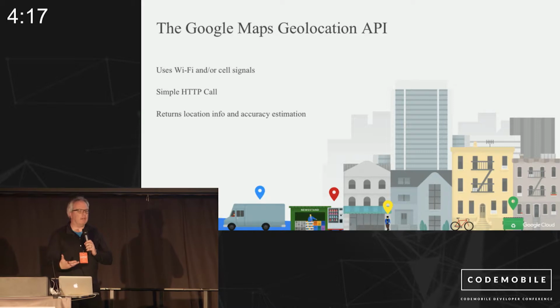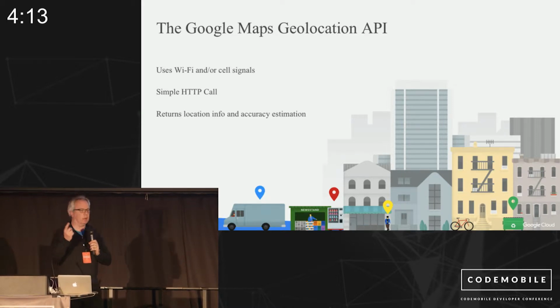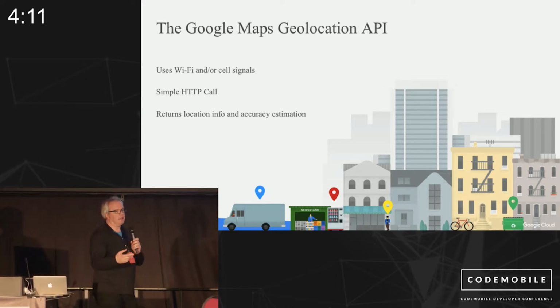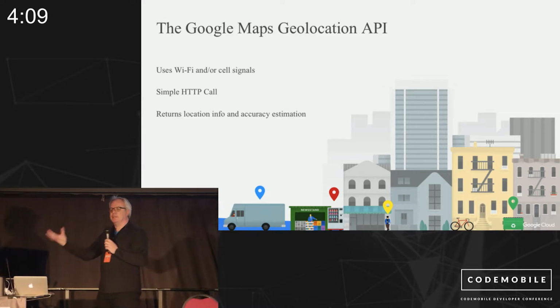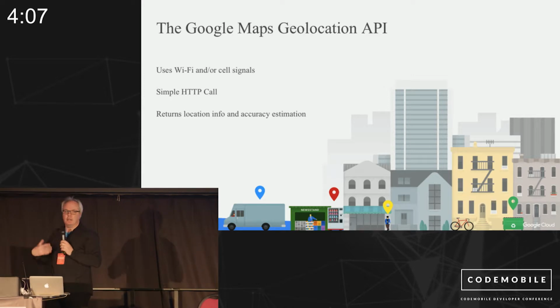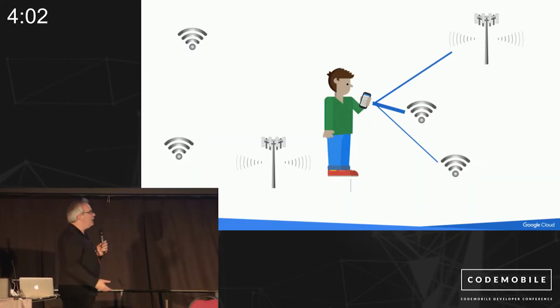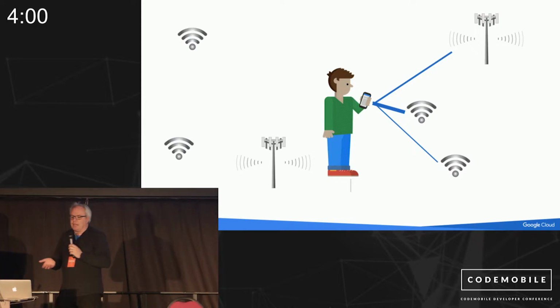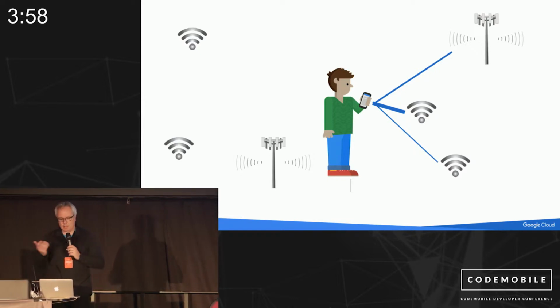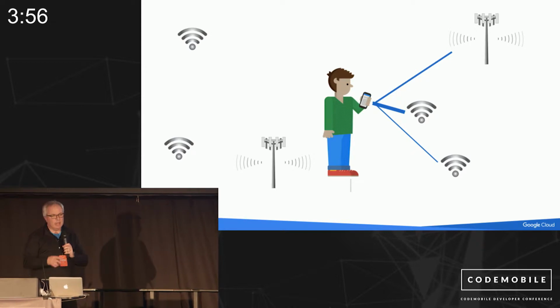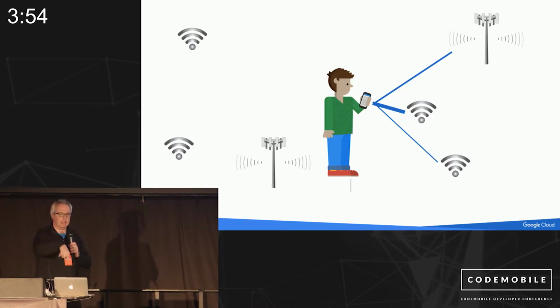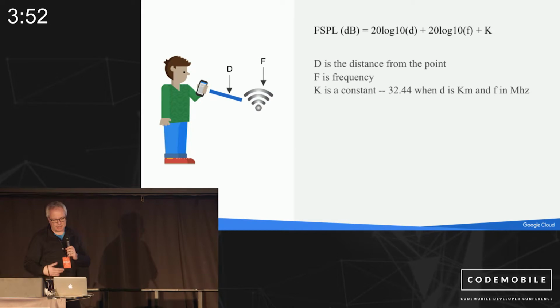We have a thing called the Geolocation API. If you sniff for Wi-Fi access points around you, or cell access points around you, you make a call to it and it'll give you back an estimate of your current location in the world. I want to talk a little about the technology that underpins that. If you have Wi-Fi access points and cell points near you, you can estimate the distance from them, and then you can trilaterate where you are based on the distance from each of these.